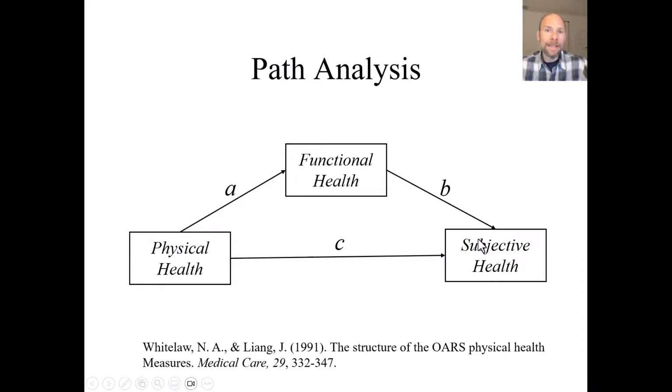Now, when we estimate the path coefficients in such a path analytic model based on observed scores or manifest variables, then the A, B, and C regression coefficients or path coefficients may be biased due to measurement error, and so would be their standard errors and the tests of significance. And so then this could be a problem if we wanted to find out what is the relationship between physical health, functional health, and subjective health.